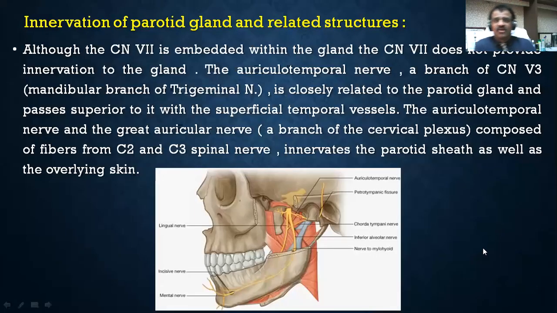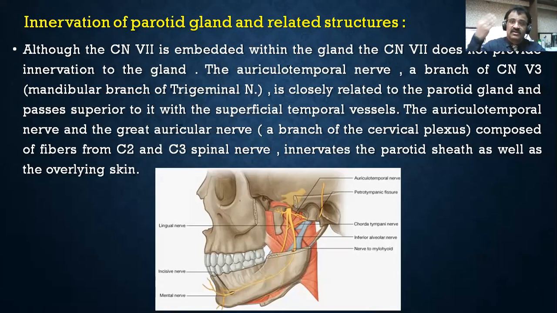Now, innervation of the parotid gland and related structures. So, what is the nerve supply of the parotid gland? Although the seventh cranial nerve is embedded within the gland, it does not provide innervation to the gland. Though the gland is fully pierced by it, the parotid gland is not supplied by the facial nerve, because the facial nerve is a motor nerve, and for a gland we require a secretomotor nerve, which has to be autonomic.